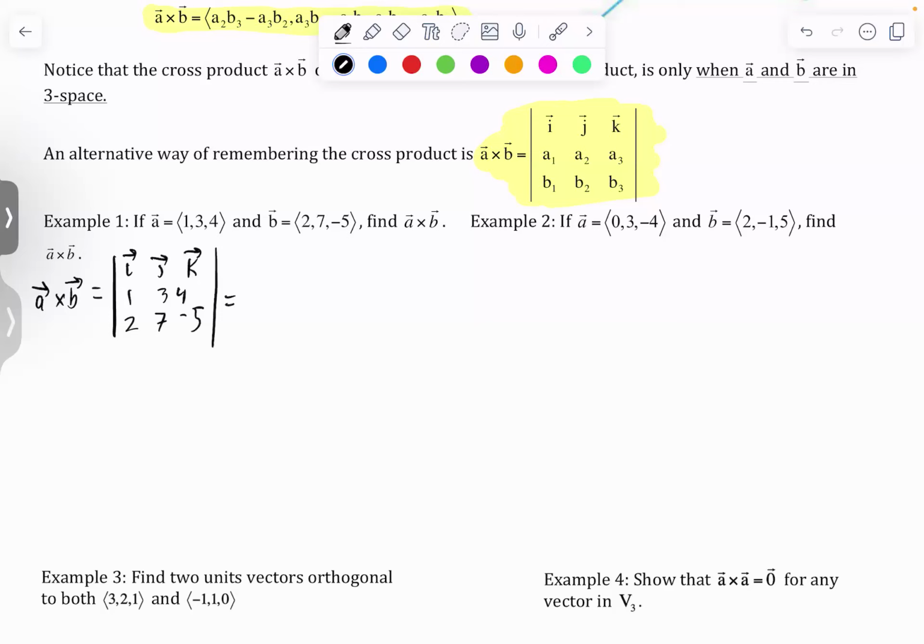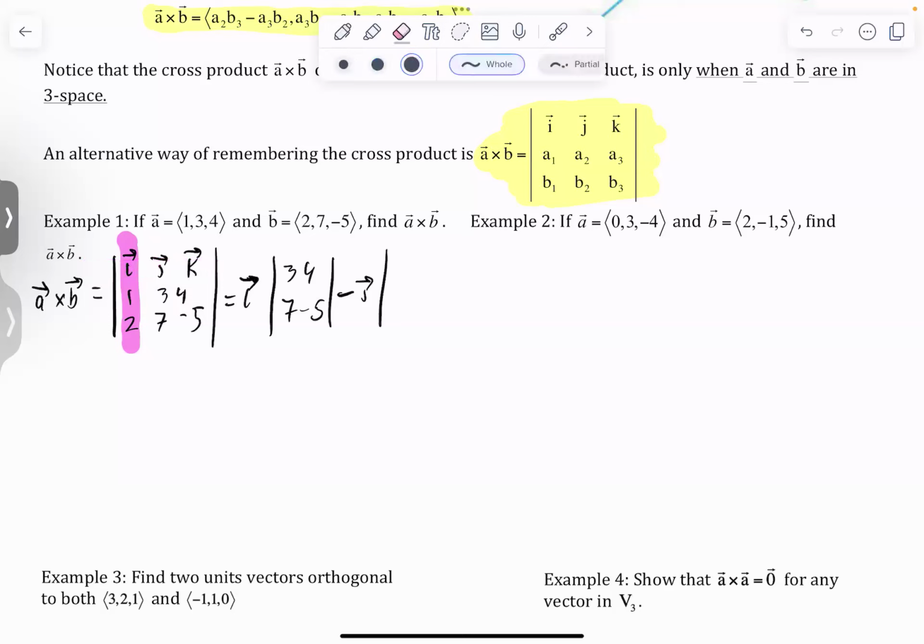And this becomes vector i. So now I'm doing, if you remember just a minute ago, I'm now doing here and here. And what's left is 3, 4, 7, -5. Remember, it's minus j.